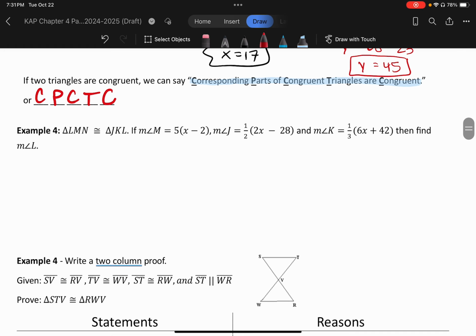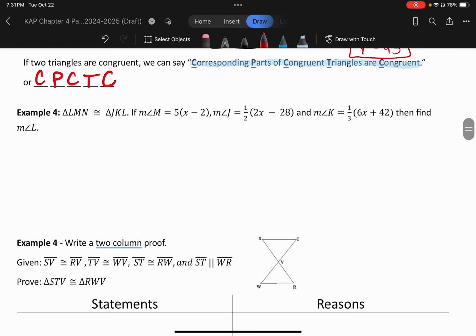So what we'll take a look at here is example 4. We just have another example where we got some expressions here, but we're potentially asked to solve for x or an angle, something along those lines. So it says triangle LMN is congruent to triangle JKL. If the measure of angle M is 5x minus 2, angle J is 1/2 (2x minus 28), and K is 1/3 (6x plus 42), then find the measure of angle L.